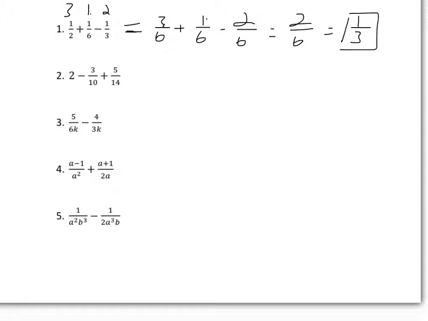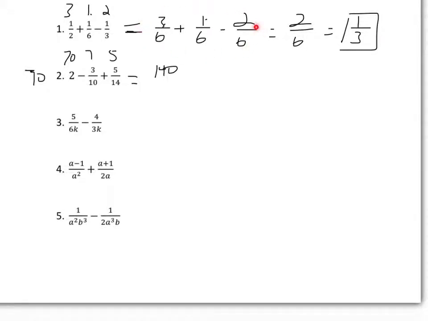At the bottom here, our number 2, we've got to find our least common denominator. You could do this through the ways that we've talked about before, last chapter, or you could do it in your calculator if you know how to do that. You should find that the least common denominator here for number 2 is 70. So we need to multiply this 2 by 70 over 70. We need to multiply the 3/10 by 7 over 7, and multiply the 5/14 by 5 over 5. So what we're going to get is 140.